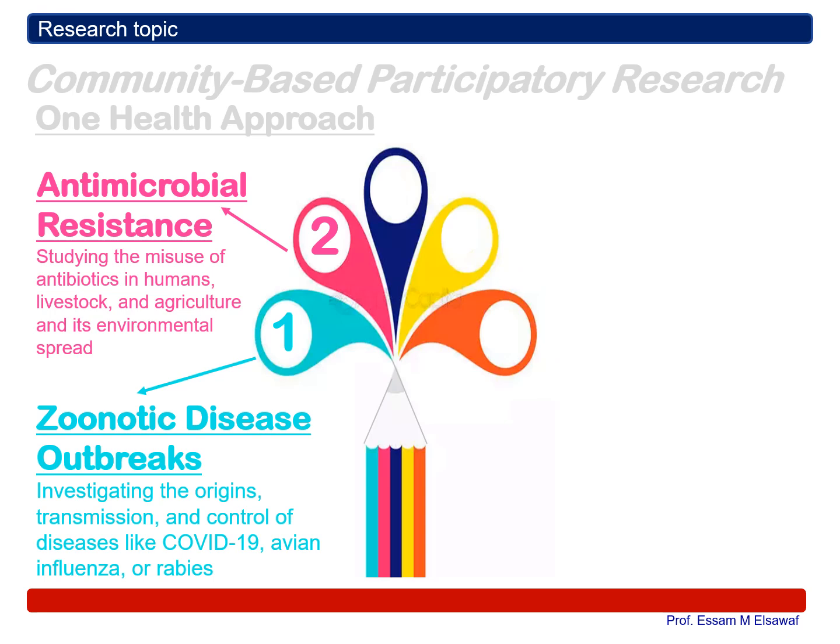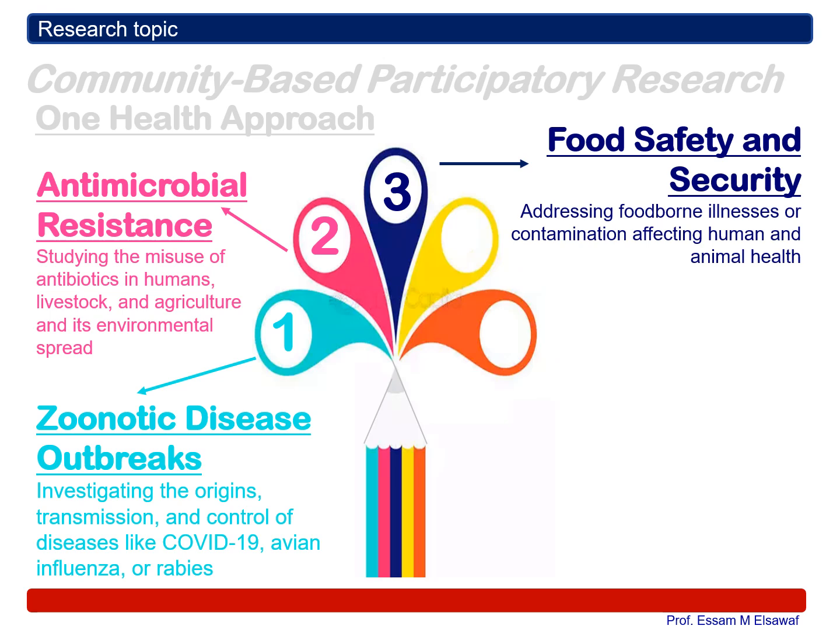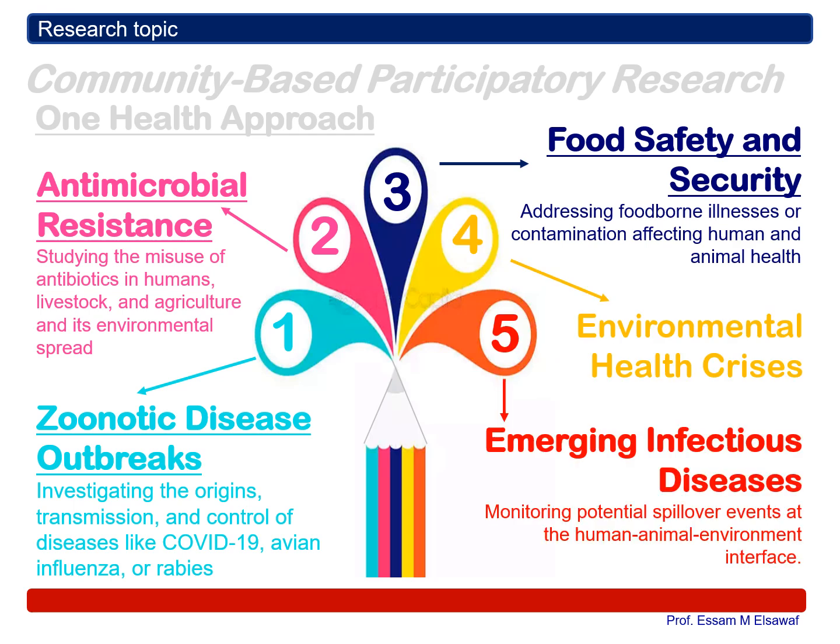Second, antimicrobial resistance, studying the misuse of antibiotics among human beings, among livestock, and in agricultural practice, and its environmental spread. Third example is food safety and security. It's addressing foodborne illnesses among human beings and animals. Environmental health crisis, it's clear. Emerging infectious diseases, again, what happened during COVID-19 or avian influenza or whatever.